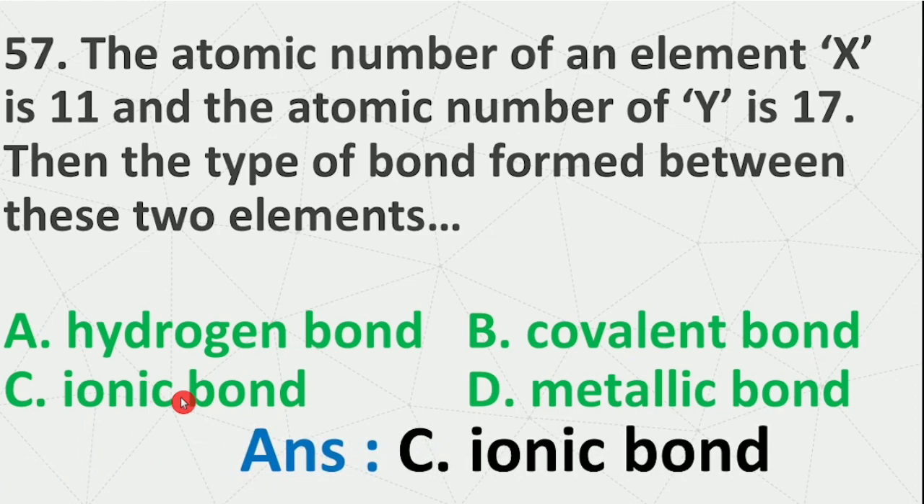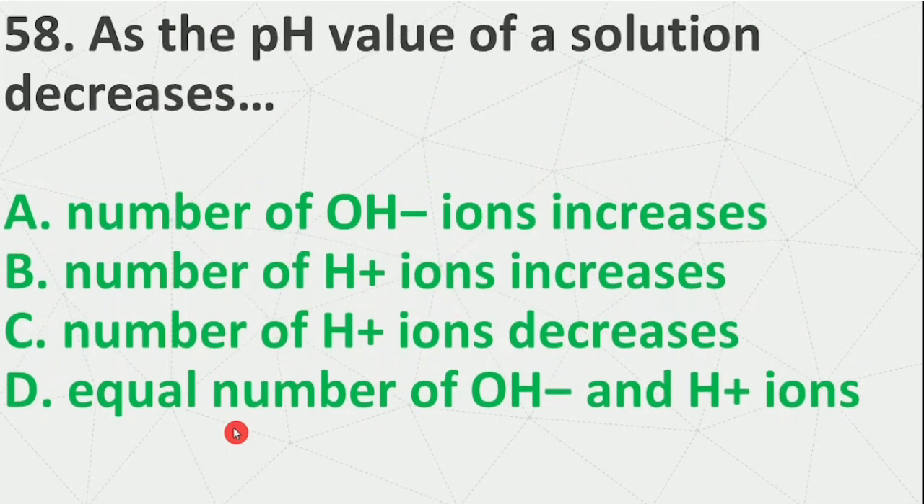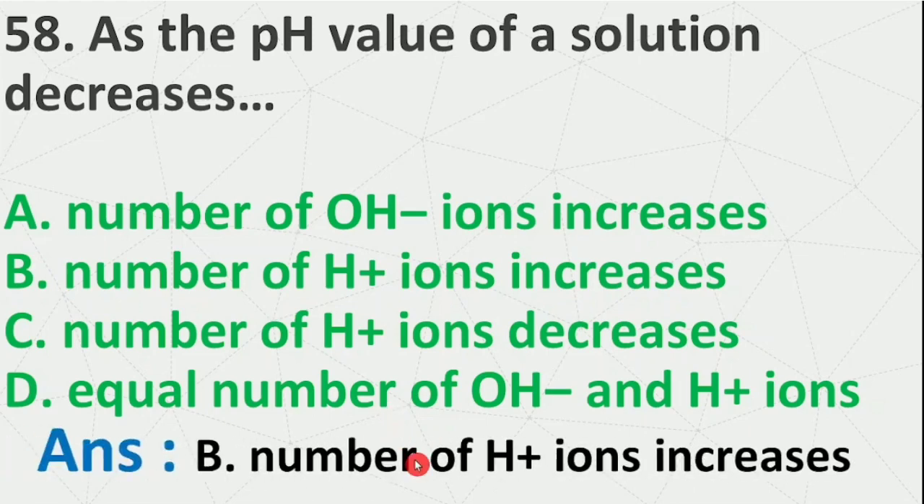Question number 58. As the pH value of a solution decreases, what happens? The number of OH ions increases, the number of H plus ions increases, the number of H plus ions decreases, or an equal number of OH and H plus ions. So the correct answer: when the pH value decreases, the H plus ions increase. So option B, H plus ion increases.